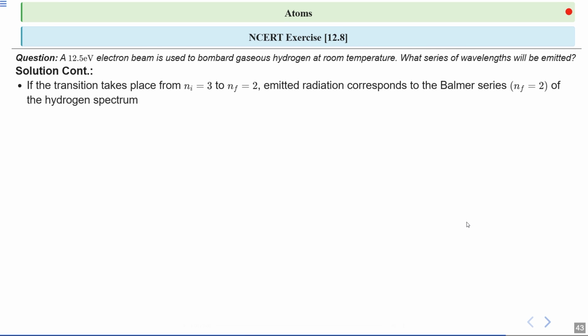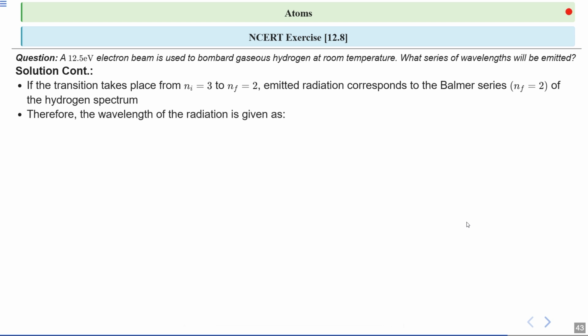Now let's focus on what happens when an electron in hydrogen drops from the third energy level, that is n initial equals 3, to the second energy level, n final equals 2. This type of transition produces light in the Balmer series, which is the set of visible lines in the hydrogen spectrum. The Balmer series always involves electrons ending at n equals 2, so keep that in mind as we proceed.